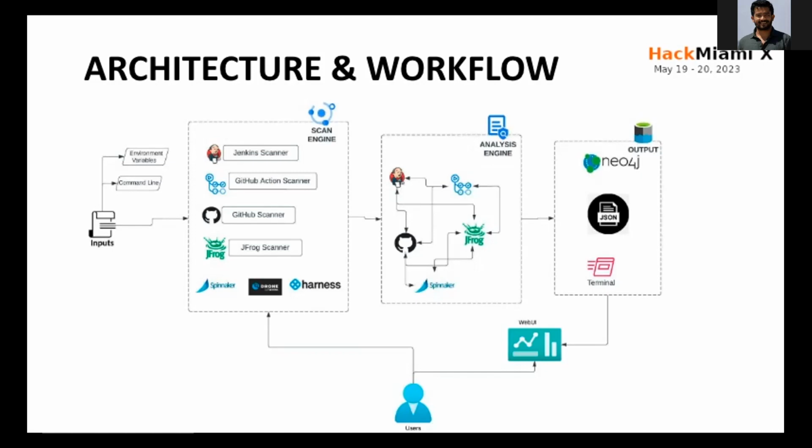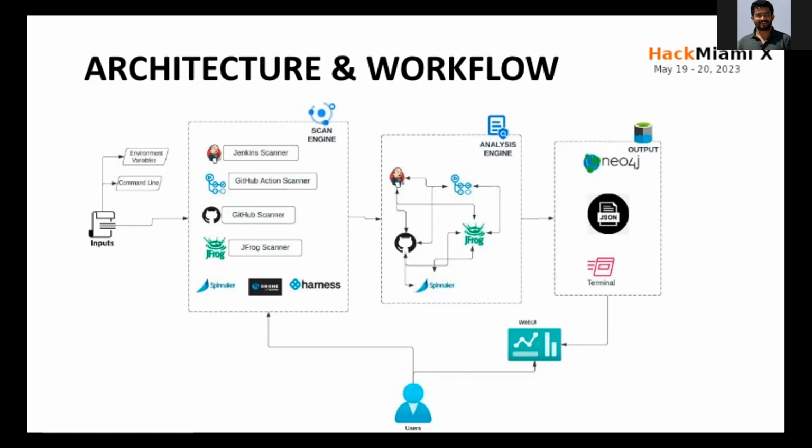So, for example, if you provide a JFrog server and run the JFrog scanner, it will give you output for that particular JFrog environment only. The important part, like I said, is the analysis. What's going to happen is, for example, if you are running GitHub Action and JFrog in your environment and you run it with the analysis engine, then it's going to identify the relationship between those 2 technologies. Now, in the future, let's say you add another technology, then it's going to find the relationship between these 3 technologies. So the more technology you add, the more relationships it's going to identify. And that is what the analysis engine is.